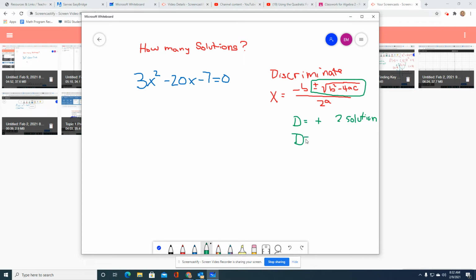Now, if our discriminant is 0, we have one solution, because remember, we're adding and subtracting that to the rest of the equation. And when you add or subtract 0, you're not changing the value, so there's only one answer. Now, if your discriminant is negative, you have two non-real number solutions. In other words, we're going to have a complex answer or a complex number.